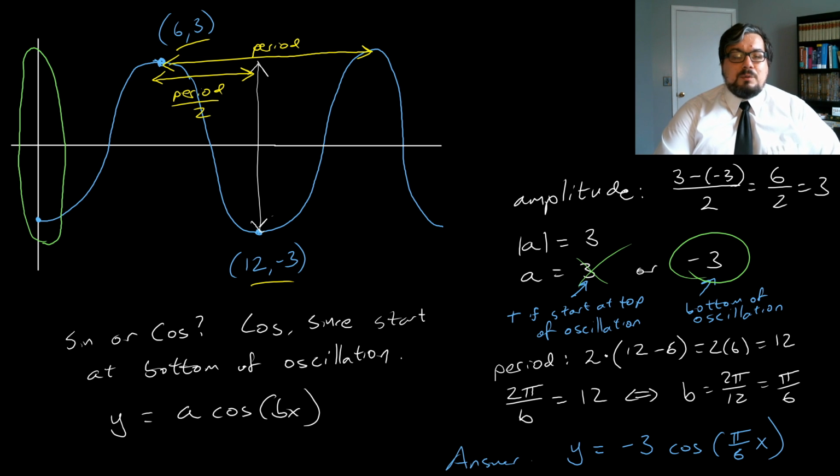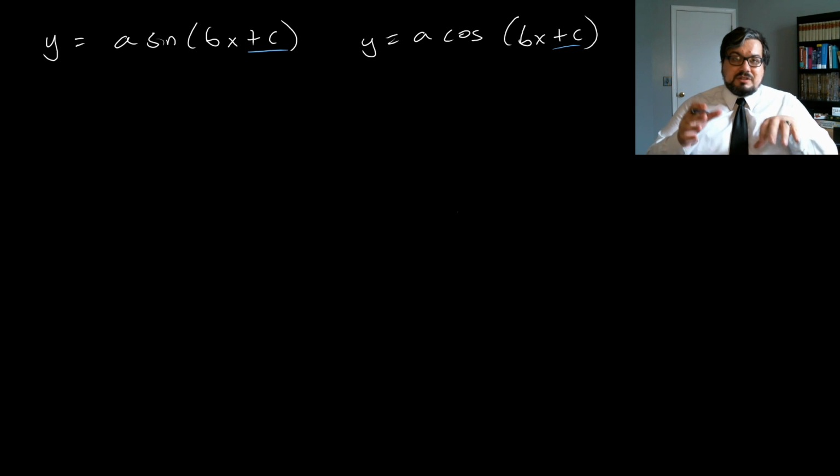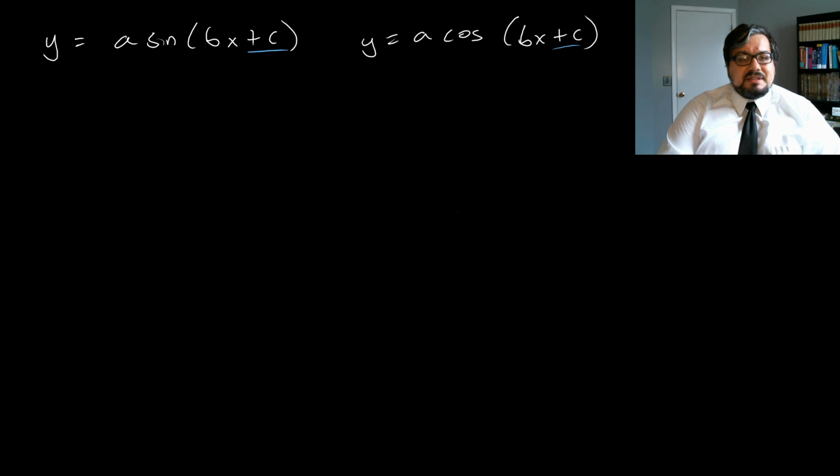All right, let's look at what happens when we introduce the c in here. So let's look at y equals a sine bx plus c, or y equals a cosine bx plus c. Now, this plus c here is on the inside of the function. It's in there with the x, which means it's going to have an effect on the horizontal placement of the graph. In fact, this c is going to determine a horizontal shift of the graph.